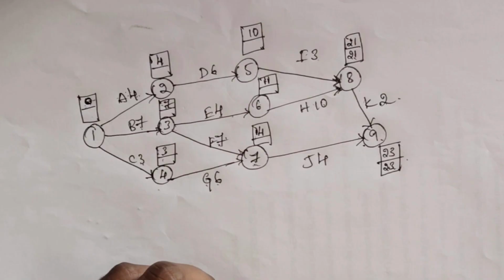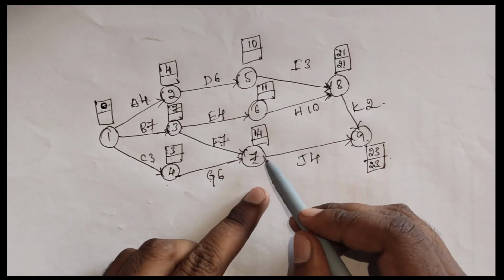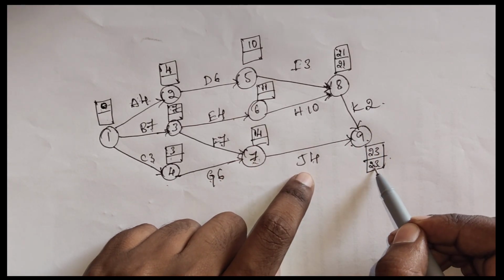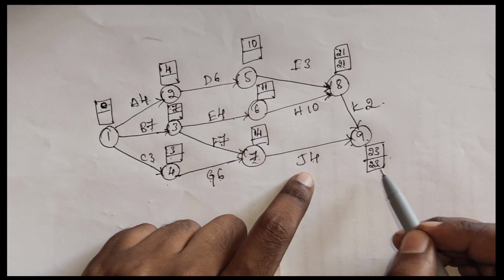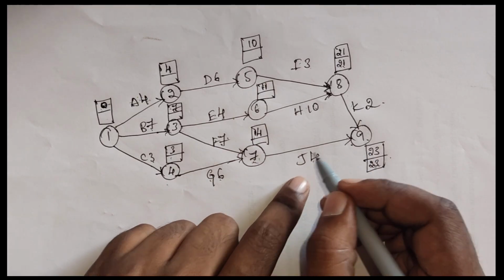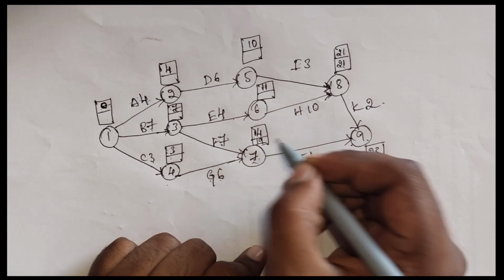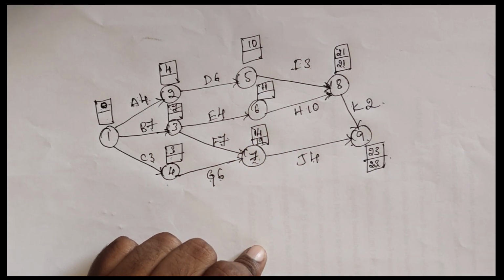Clear? And for J, the duration is 4 and the latest finish is 23, so 23 minus 4 is going to become 19. Okay, for 7, the duration is 7 and the latest finish is 23. So 23 minus 4 is 19. Done. So next, move to the next one.